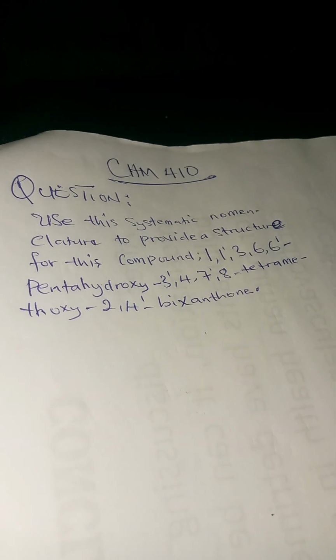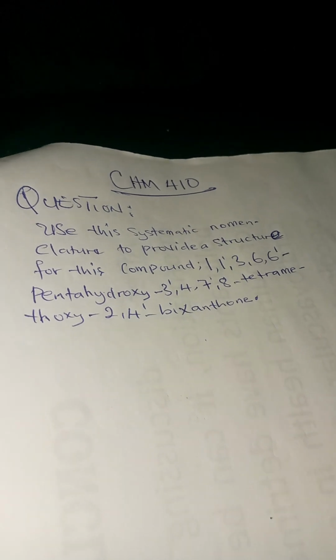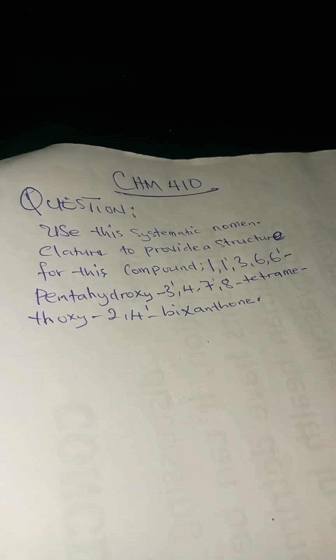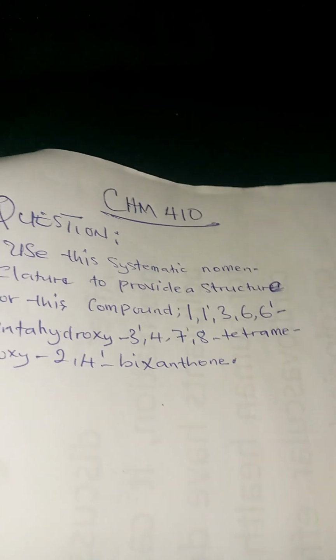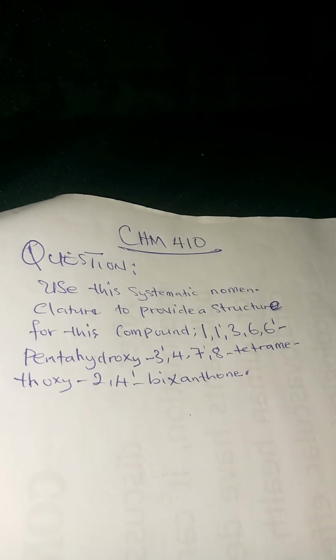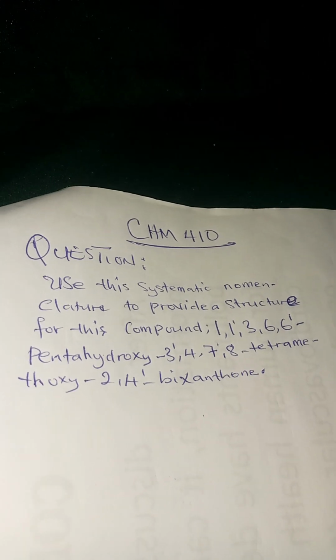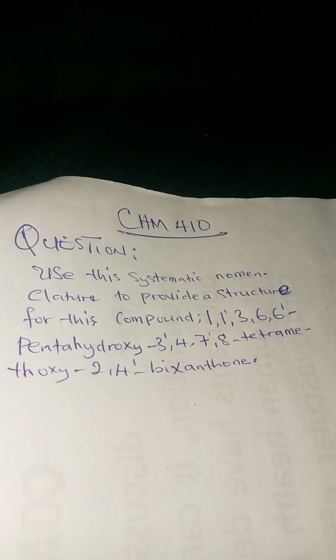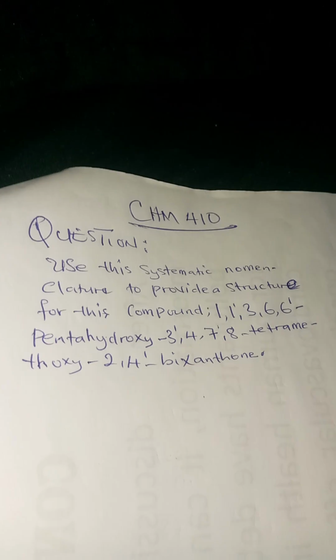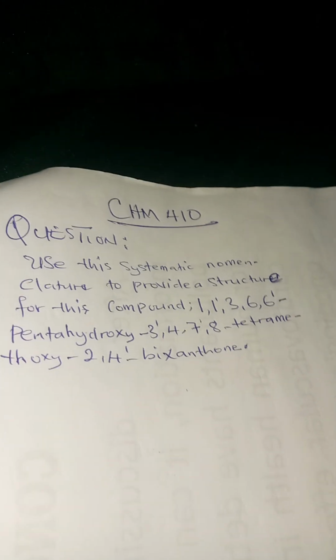Let's watch. This is Chem 410. Chem 410 is actually a natural product chemistry. It's a final year chemistry course. So let's look at the question here.